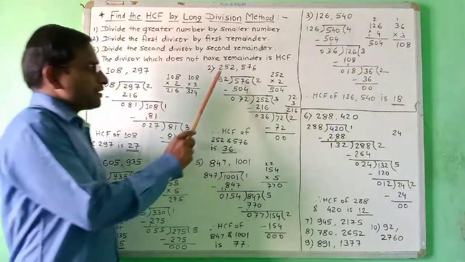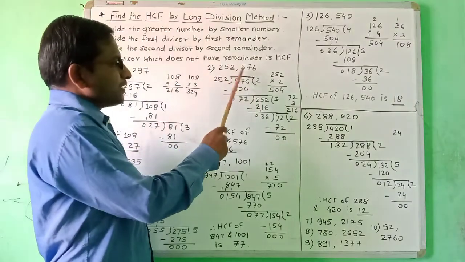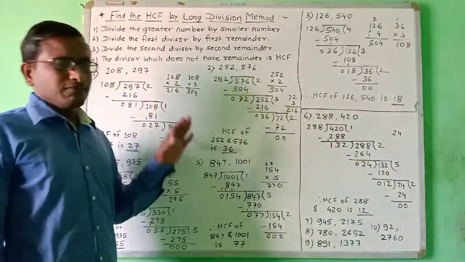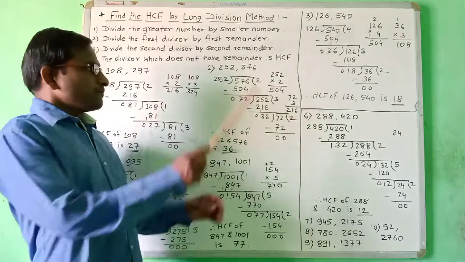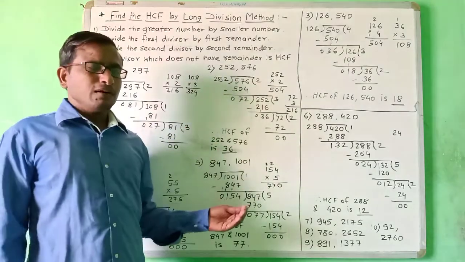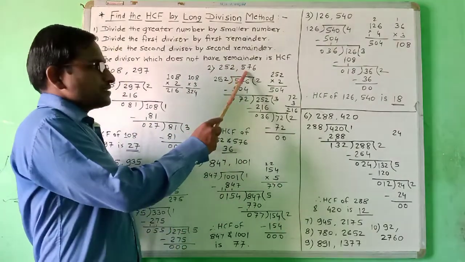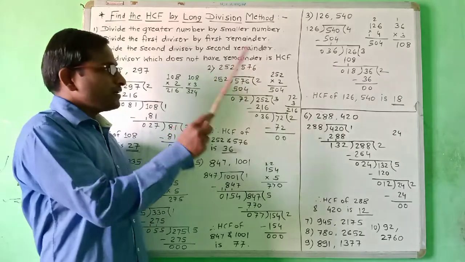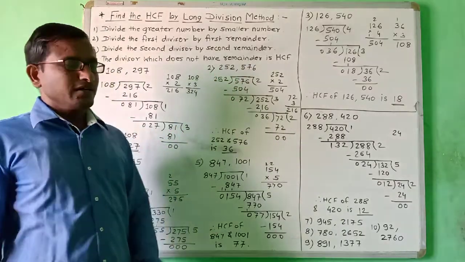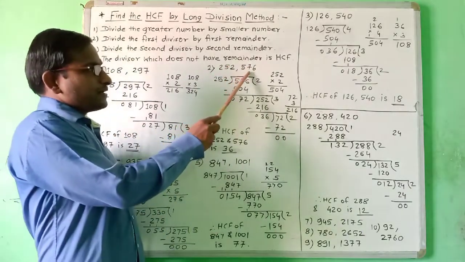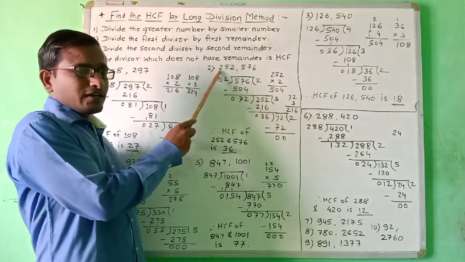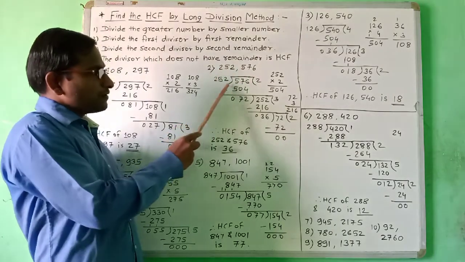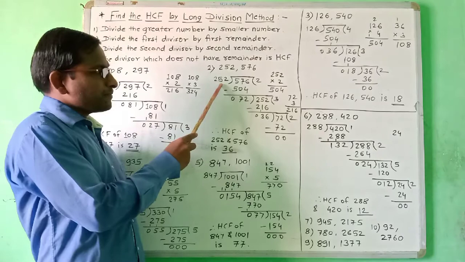In the second example, 252 and 576. Follow the same steps. The first step, find the greatest number and the smallest number. 576 is the greatest number and 252 is the smallest number. So 576 divided by 252. So you write it in this way, 252.